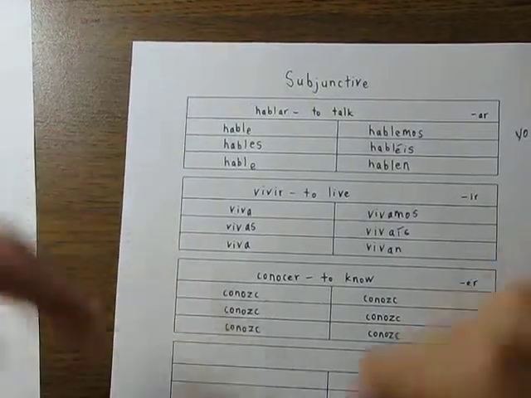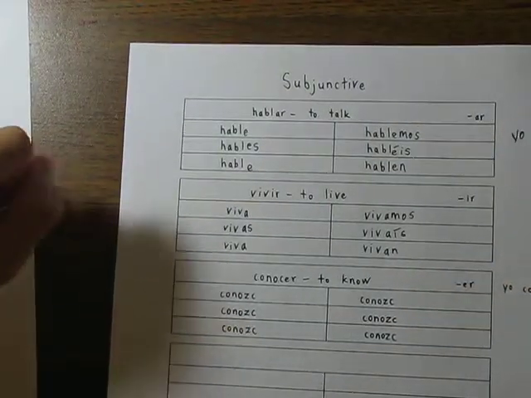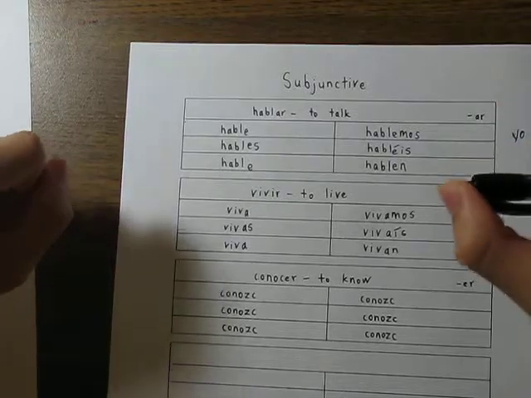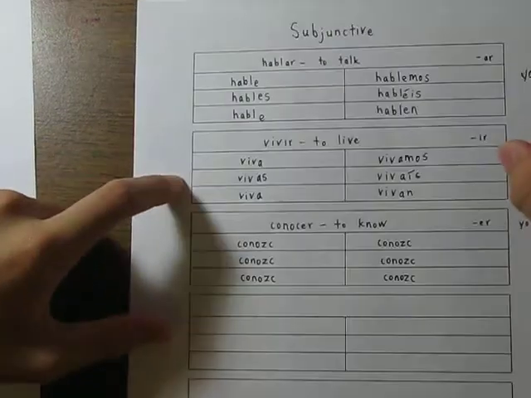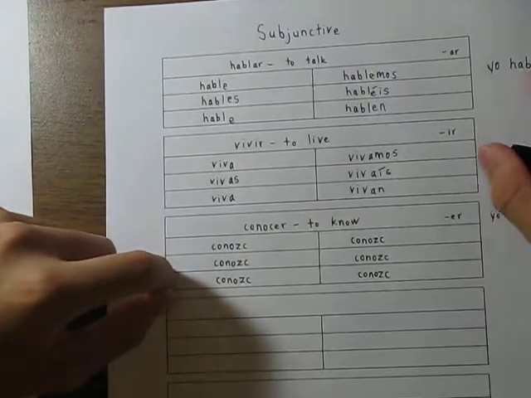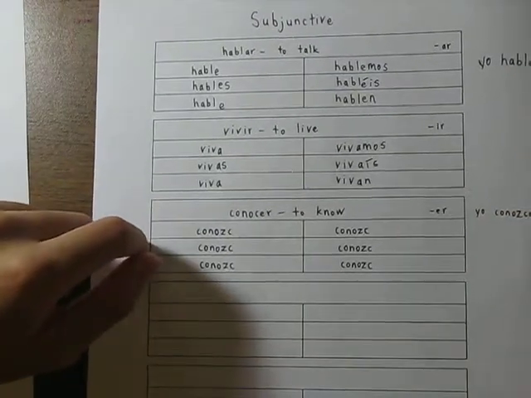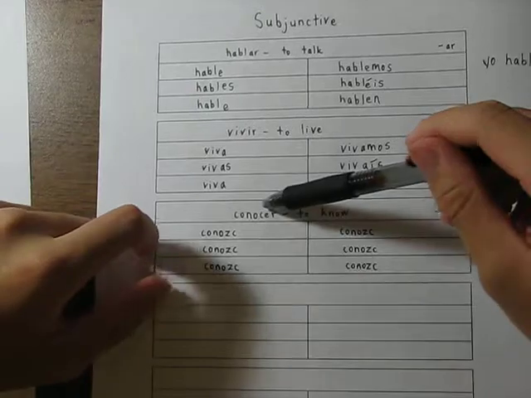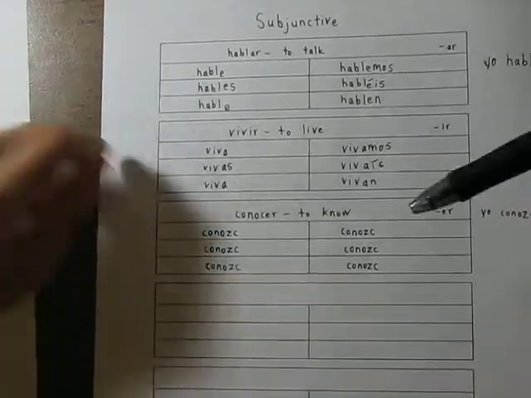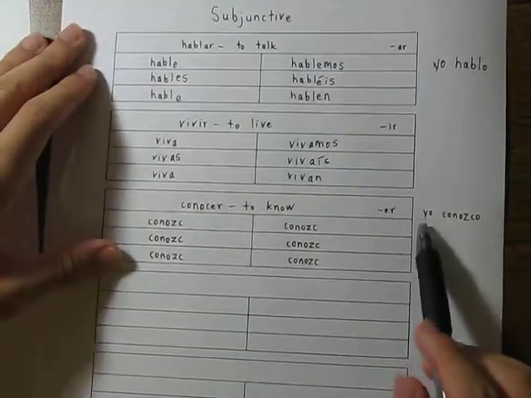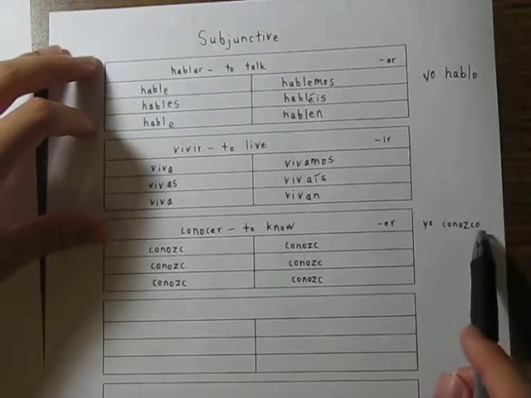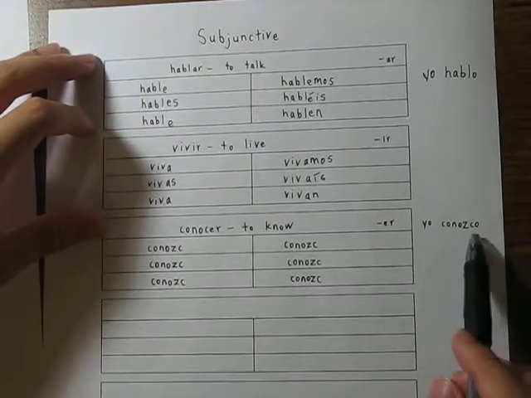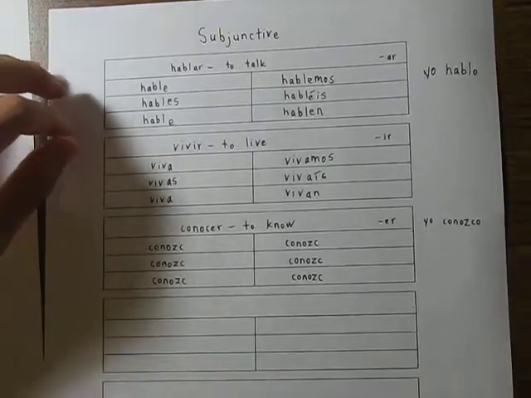Now, I should note that the formula also works for verbs that have irregular yo forms in the present indicative. So let's study the following example, conocer, which means to know. You should be able to tell that conocer is an ER verb, since it ends in an ER. And I have here written the yo form for conocer, which is yo conozco, not yo conocо. That just doesn't sound good.